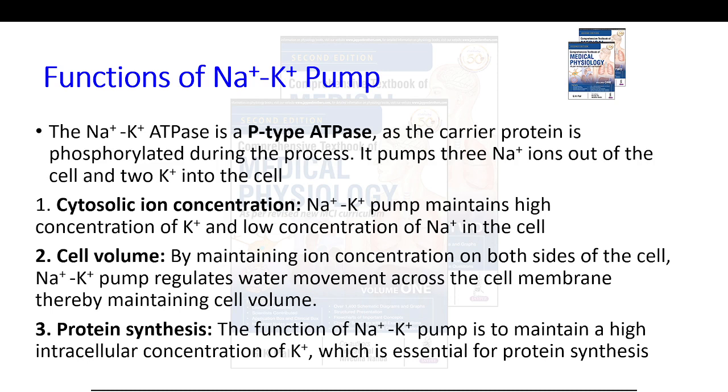So what are the functions of the sodium potassium pump? It is a P-type ATPase carrier protein. It is phosphorylated during the process. It pumps 3 sodium ions out of the cell and 2 potassium ions into the cell. Its functions include regulating cytosolic ion concentration, maintaining cell volume, and supporting protein synthesis, etc.